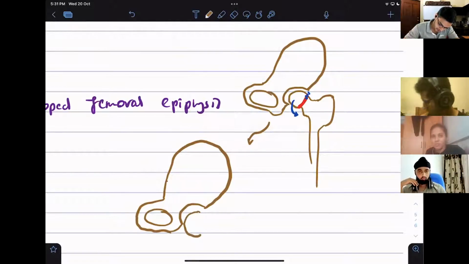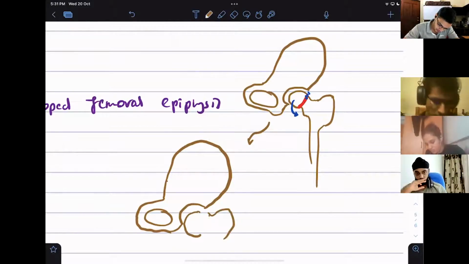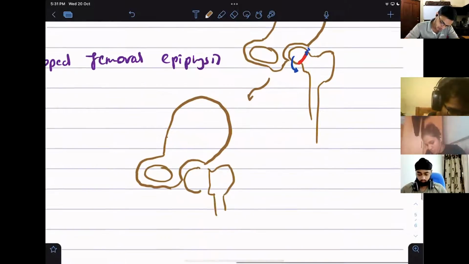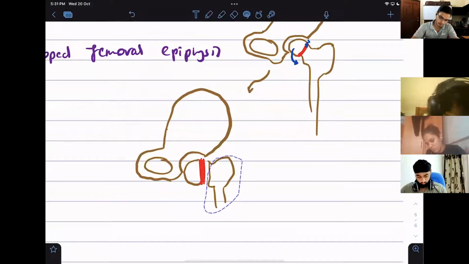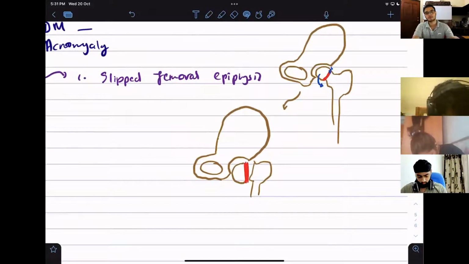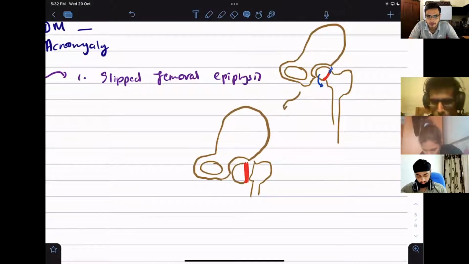Yeah, something like this. This will be like this, guys. This will separate. This will separate. Okay, from this structure. Something like that. Yeah. Okay, slipped femoral epiphysis, right? Okay. Then another one, another important one.